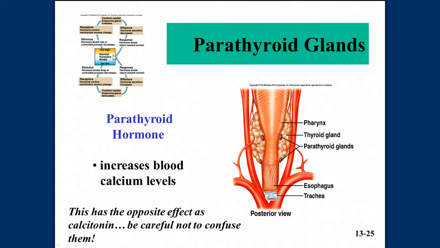So if the blood calcium's too high, you would have the action of calcitonin to deposit the calcium into the bones, and then if blood calcium's too low, you would have parathyroid hormone release to raise the level of the calcium in the blood.